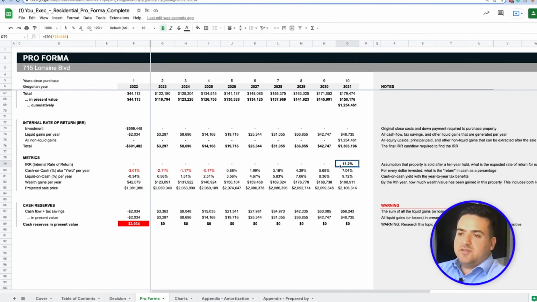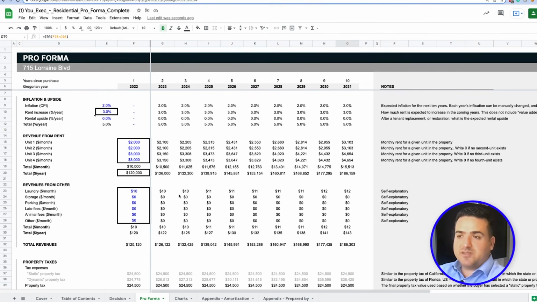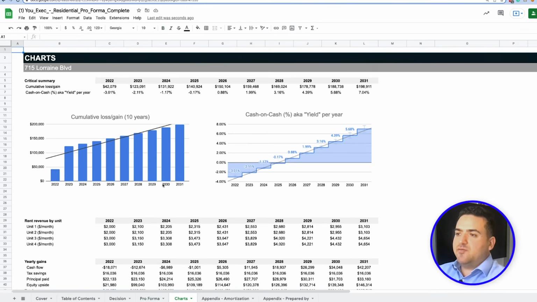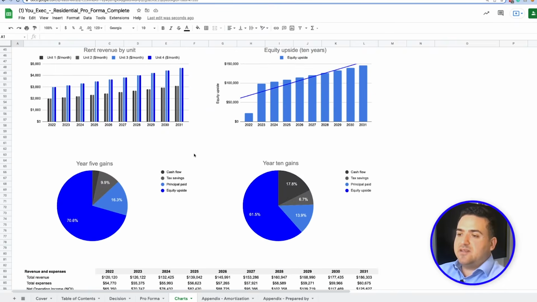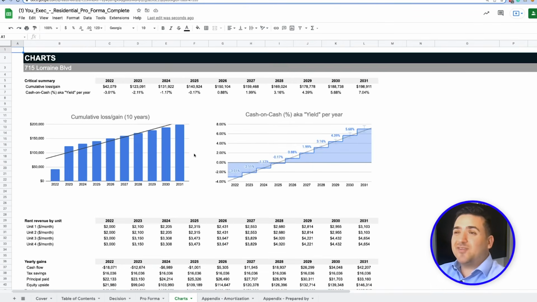Now, the reason that I'm choosing these properties is not because I want to showcase a good investment opportunity. It's because I want to showcase the power of this spreadsheet. If you invest in different regions across the US, you might find 10%, 15%, even 20% IRR investments. And this is a great tool for you to use to identify and, more importantly, compare two properties.